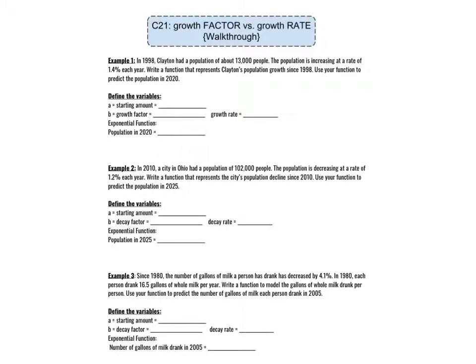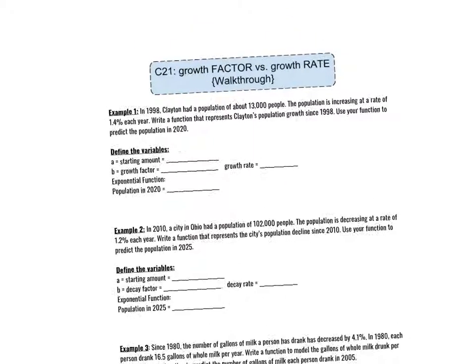So this walkthrough is going to take us through a couple of problems to talk about either growth or decay factor versus growth or decay rate. These are the type of problems that you're going to see on a state test or on this unit test. We need to pull information out of this and use everything that we've learned to answer these questions. So let's look at this first example.